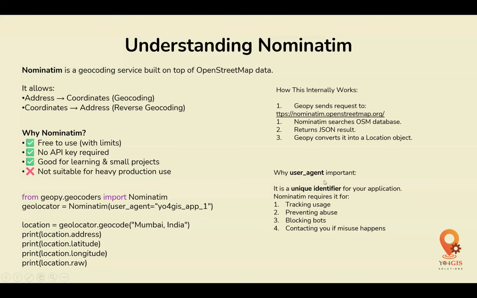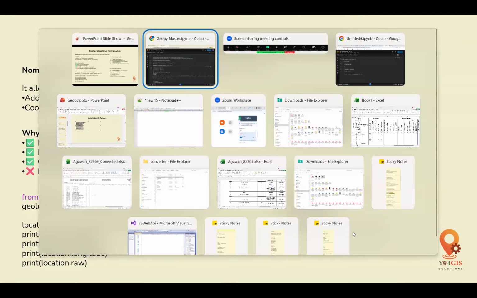So why is the user agent important? As I already explained, the user agent is the unique identifier for our application, and it is required for tracking our usage, preventing abuse, blocking bots, and contacting you if misuse happens. So this user agent attribute is very, very important.